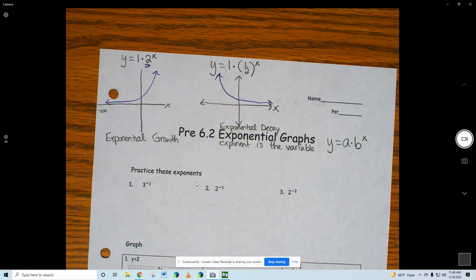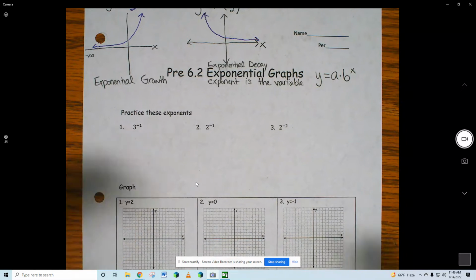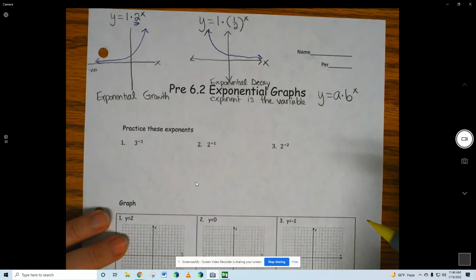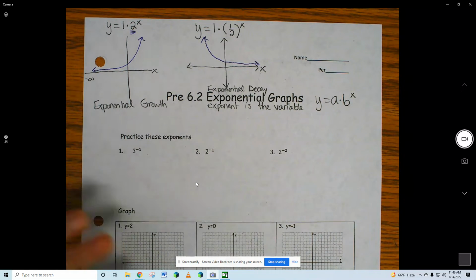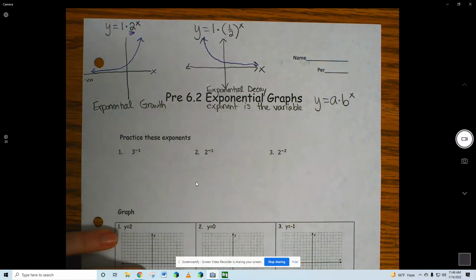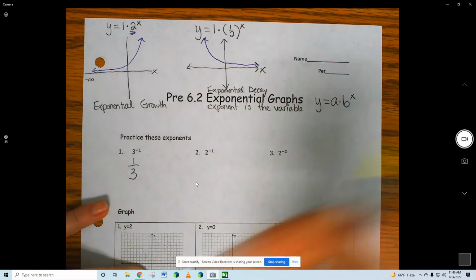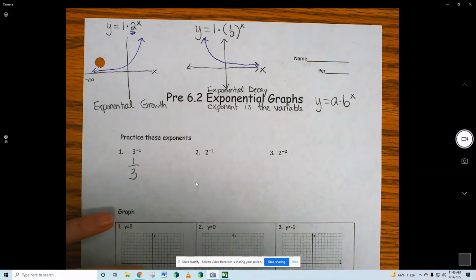So, I've got a visualization now. Let's practice just some of the math basics. What was 3 to the negative first? You took a quiz on it. And you had to do problems like this. 1/3. I don't need to put a first power.